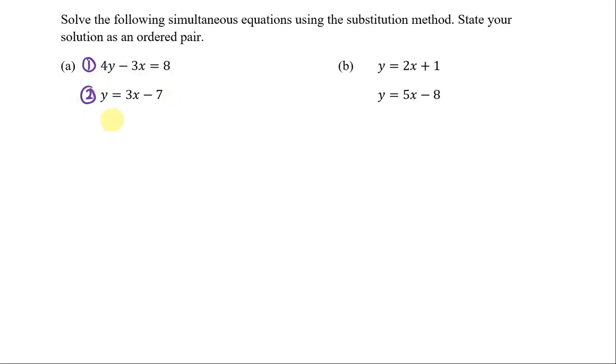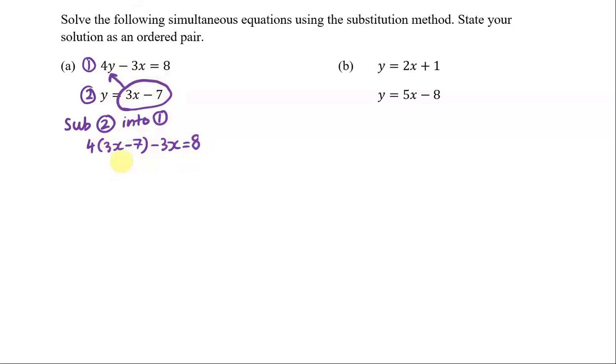This is the easiest one to substitute in because it's y equals something. So we can take all of this and substitute it straight in where the y is in our equation. So we're going to sub equation number 2 into equation number 1. And that looks like 4, instead of y, we write 3x minus 7, take away 3x equals 8. So we've substituted this value of y where the y was.